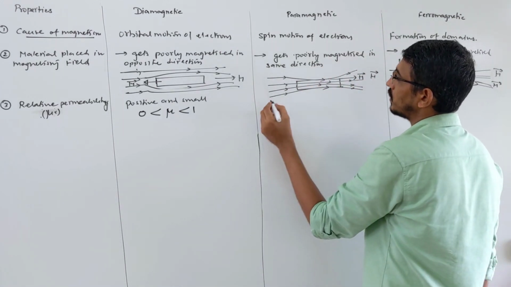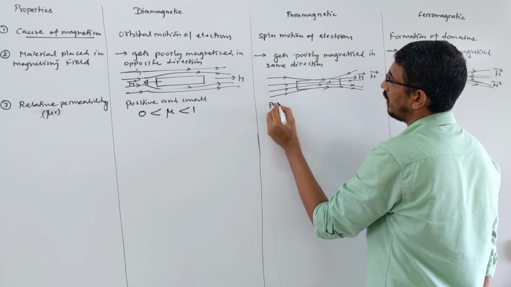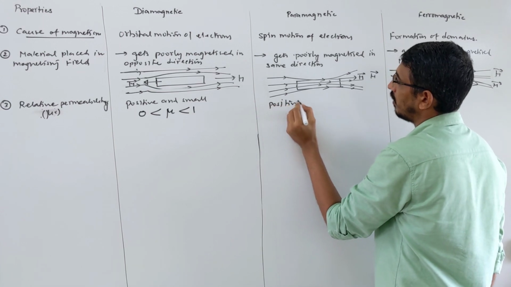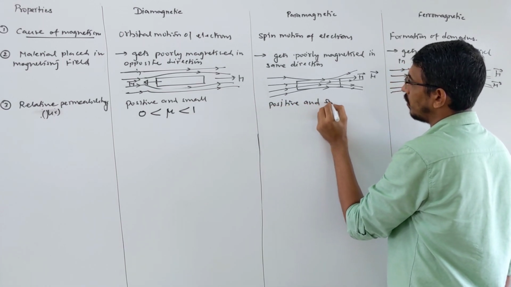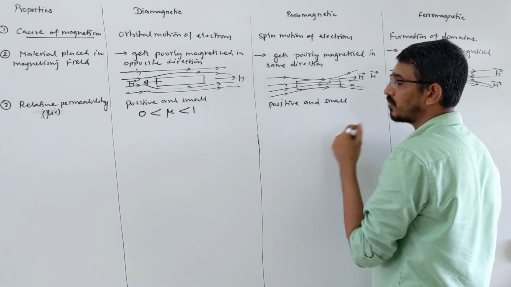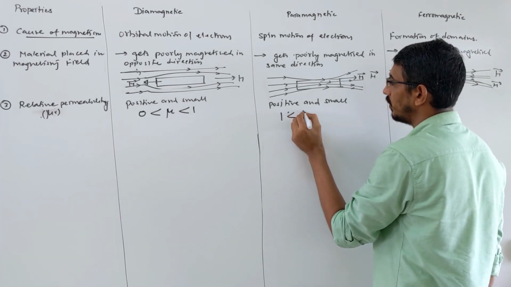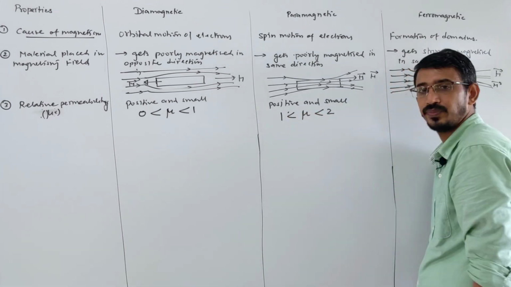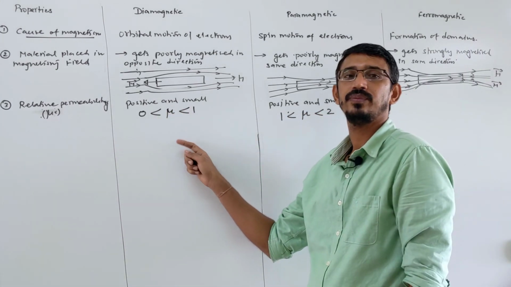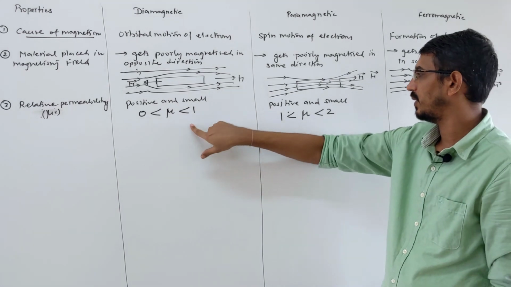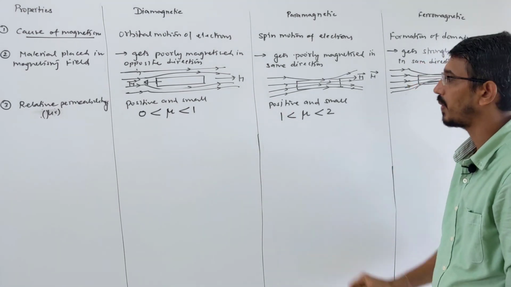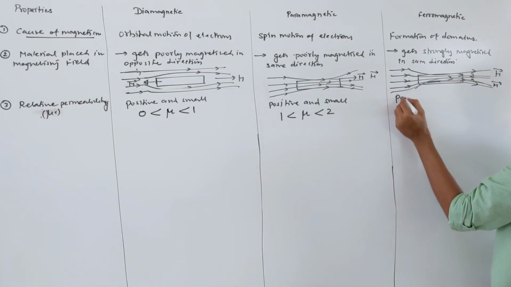The paramagnetic one is also positive and small, not too big. Its range starts from 1; it's always more than 1, but less than 2. So diamagnetic is 0 to 1, less than 1; paramagnetic is 1 to 2; and ferromagnetic is positive and big.